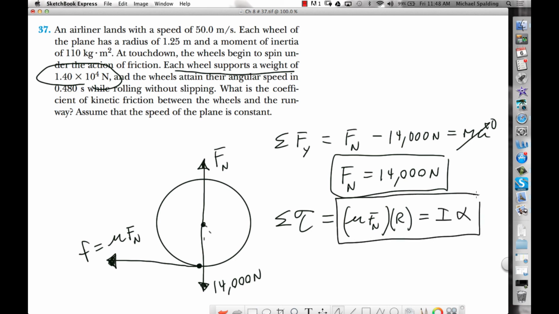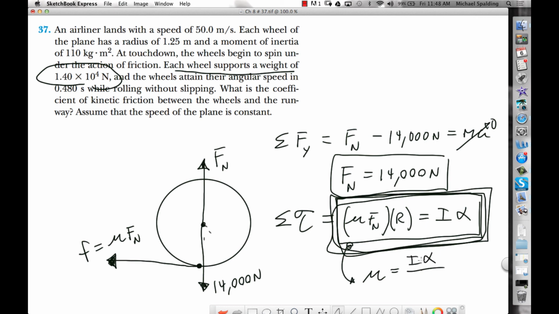Guys, look at this equation. We know everything in this equation except what? Mu. Mu is going to be equal to I alpha over F_N R. So now you plug in.